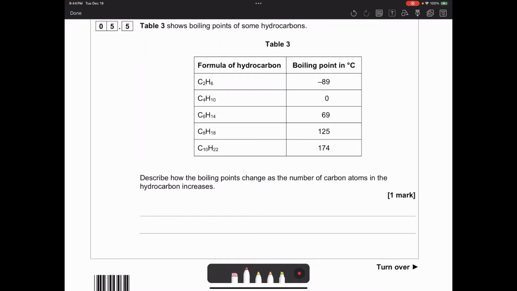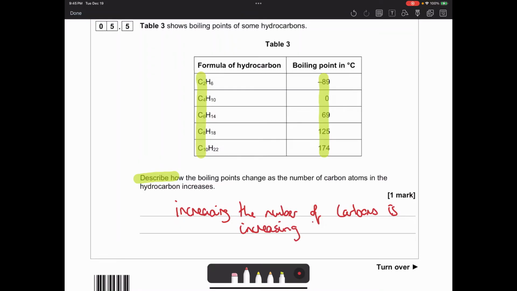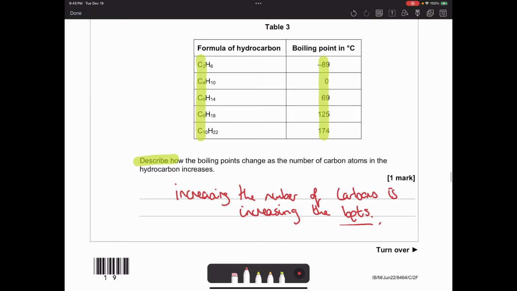Table 3 shows the boiling points of some different hydrocarbons. Describe how the boiling points change as the number of carbon atoms in the hydrocarbon increases. So as my carbons are getting longer, what's happening to the boiling points? Well, I can see if I'm increasing the number of carbons, it is increasing the boiling points. Okay, so as my chains get longer, the boiling point increases.